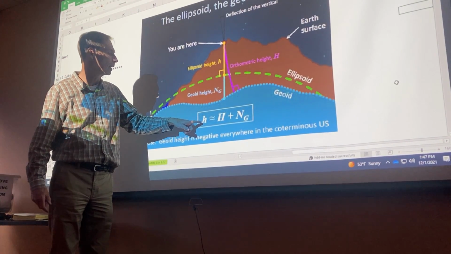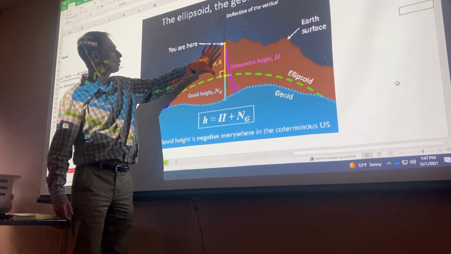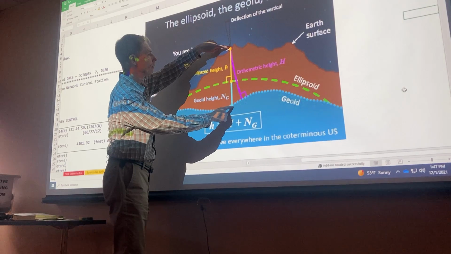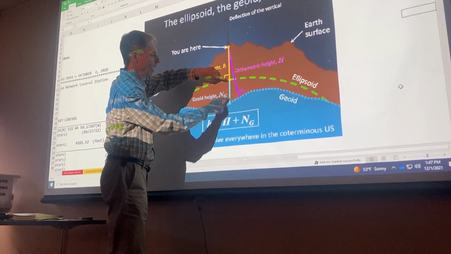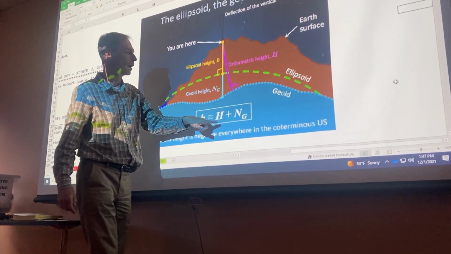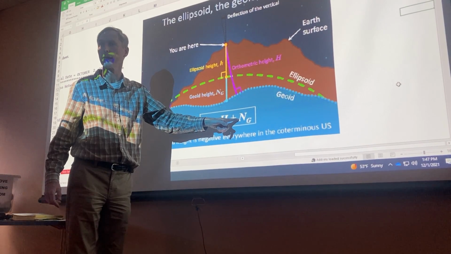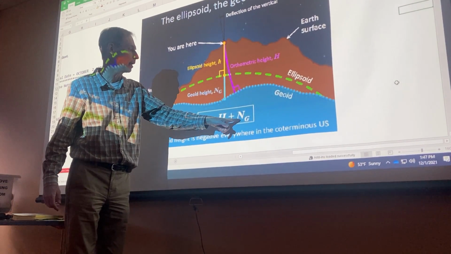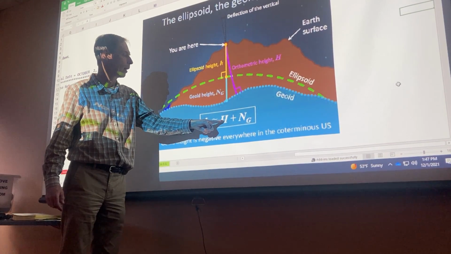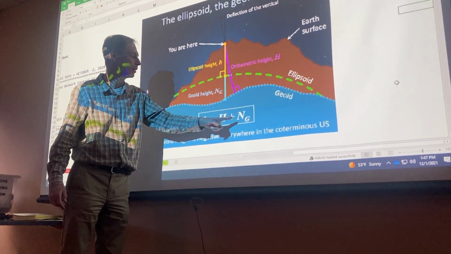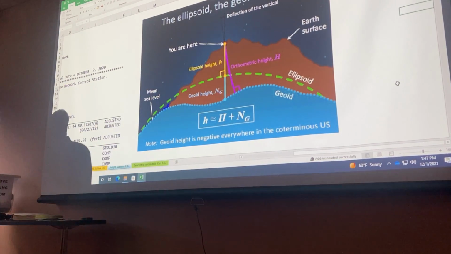Okay, so here's the equation, where we generally just put an equal sign. If I want to compute the ellipsoid height, and I'm given the orthometric height and the geoid height, then I just add them together algebraically. But again, in the lower 48, what is the sign of the geoid height? It's negative. So I'm adding a negative. And what if I wanted to compute capital H? Well, that would be little h minus N, which is negative. You're subtracting a negative number, so you add it.